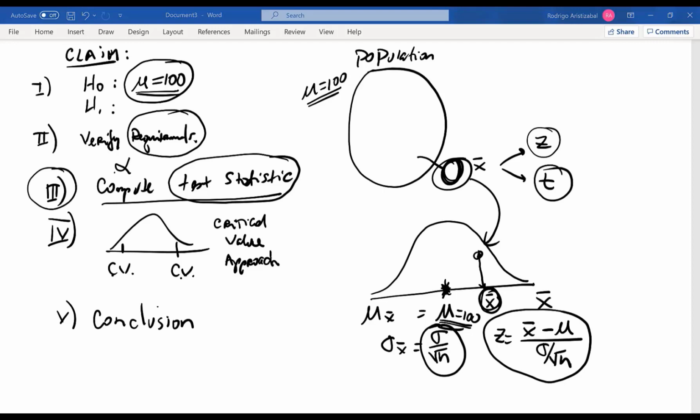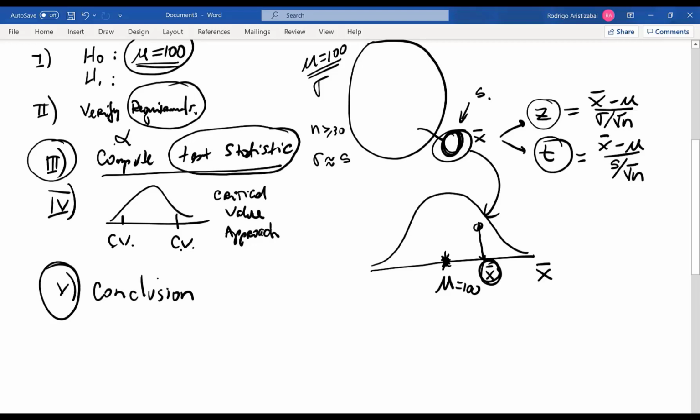The t-score is very similar, but remember, for the t-score, instead of the standard deviation of the population, we use the standard deviation of this sample. Sigma is the standard deviation of the population. Remember, when my sample size is bigger than or equal to 30, the standard deviation of the population could be approximated with the standard deviation of my sample.